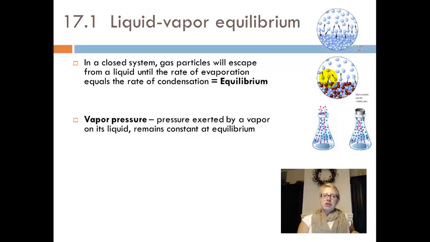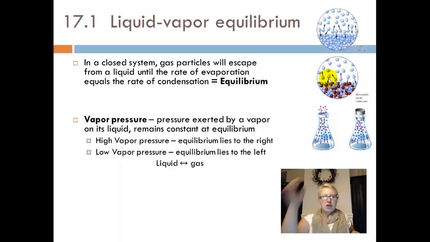The vapor pressure is the pressure exerted by a vapor on its liquid, and during equilibrium it remains constant. The vapor pressure does not change. So when you have a high vapor pressure, the equilibrium lies to the right because you have more gas. If you have a low vapor pressure, the equilibrium lies to the left because you have more liquid.